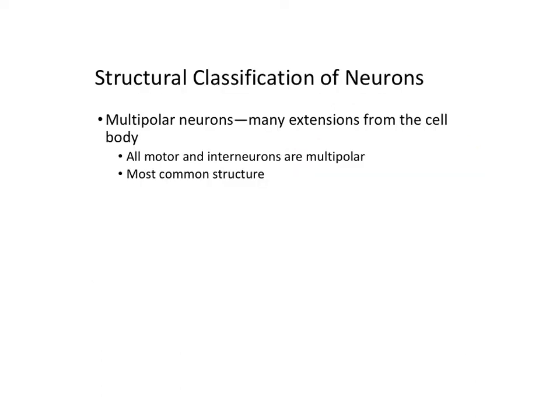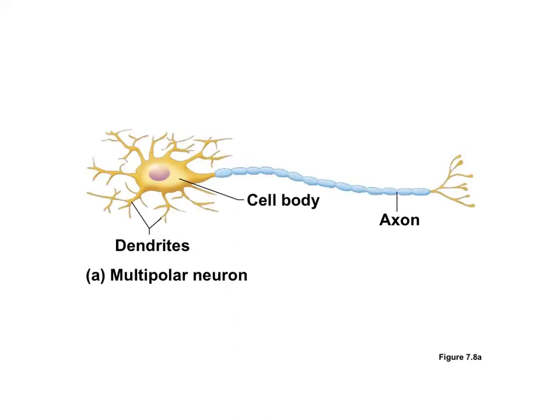Another type of structural classification for a neuron is a multipolar neuron. These have many extensions from the cell body. All motor neurons and interneurons are multipolar, and it is the most common structure for a neuron. So the multipolar neuron looks like this. It's kind of that classic cell body with one long axon and then the axon terminals at the end of the nerve cell.